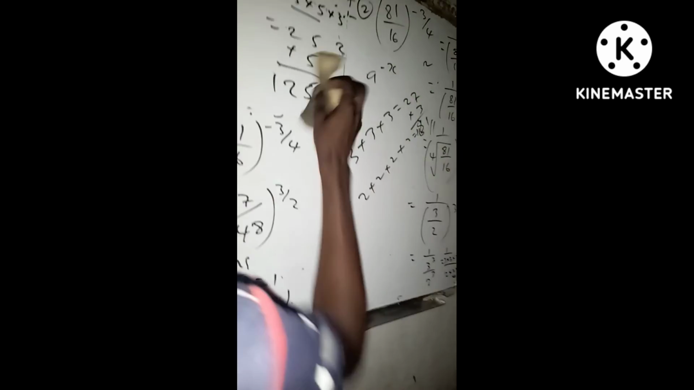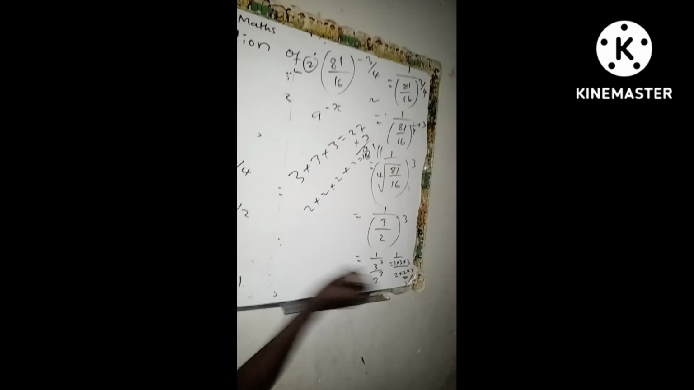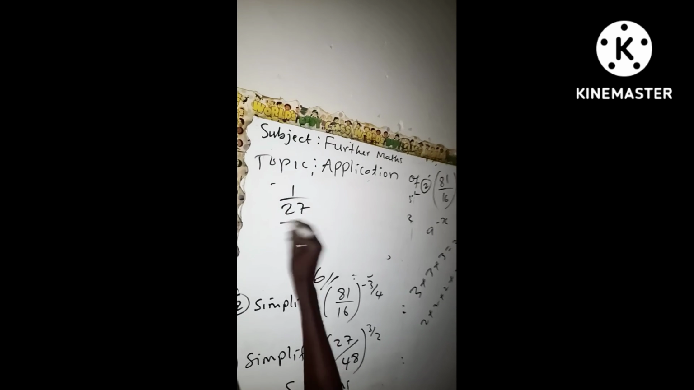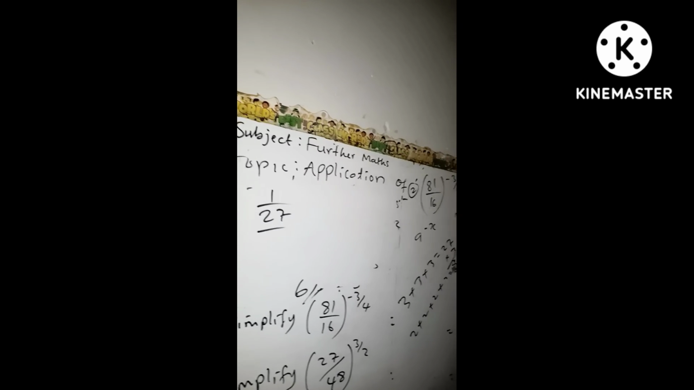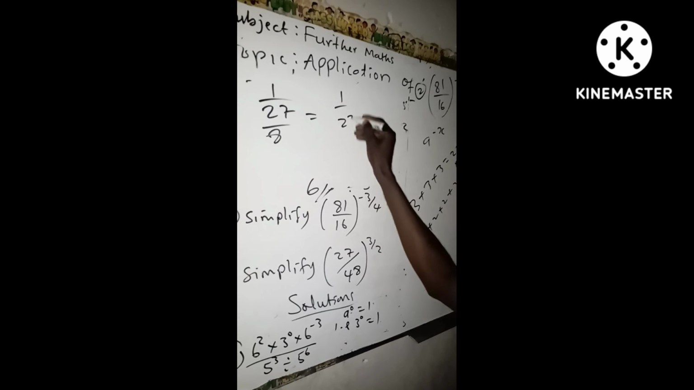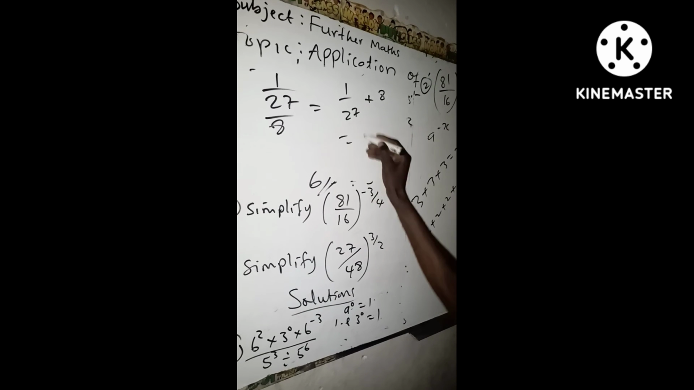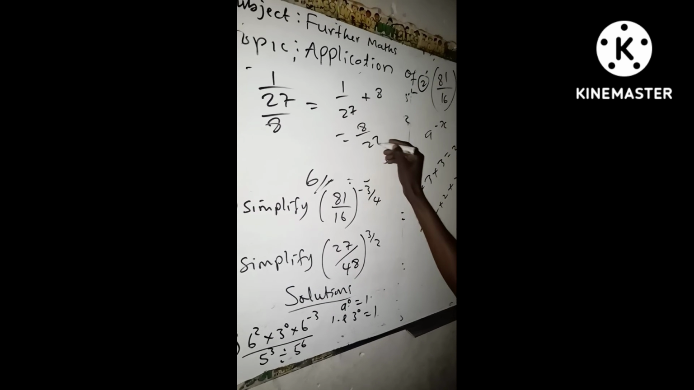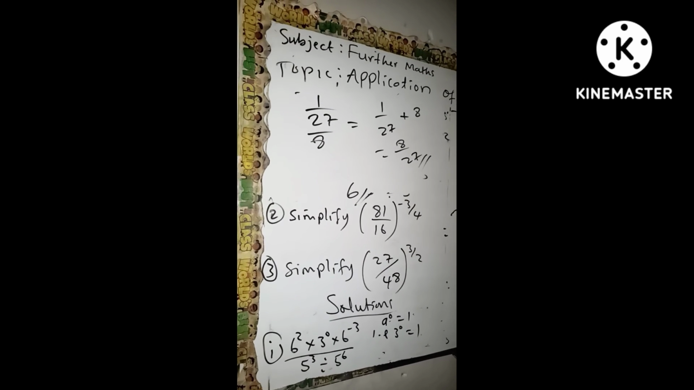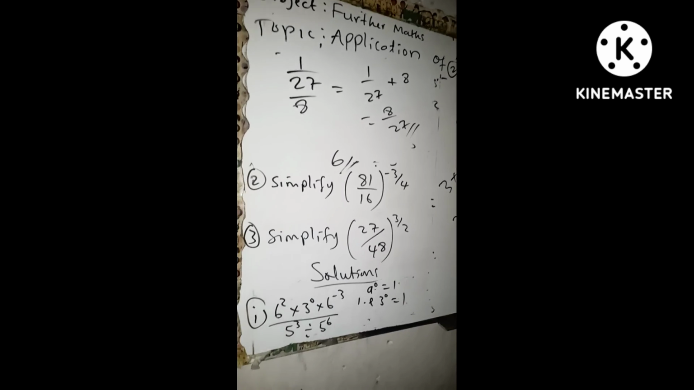Now, when you proceed and simplify further, you have 1 over 3 times 3 is 9, times 3 is 27, over 2 times 2 is 4, times 2 is 8. So you have 1 over 27 over 8. You can transform it further as 1 over 27 times 8, which gives you 1 times 8 is 8 over 27. That's that. So that is the solution to the second problem. Now let's consider the third problem.